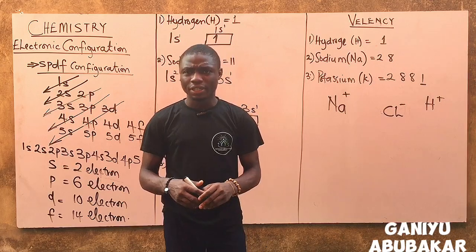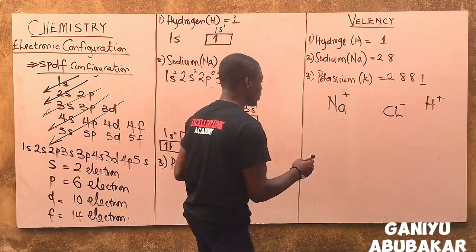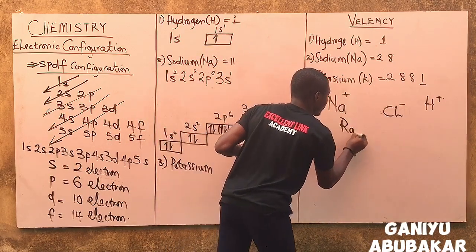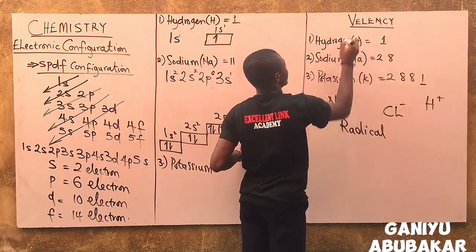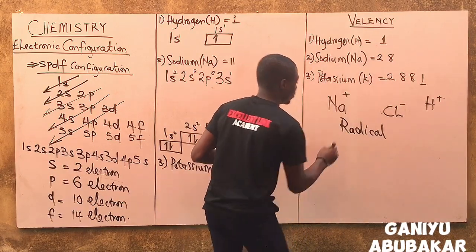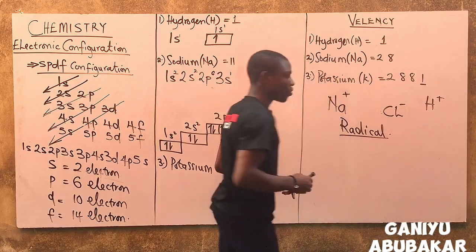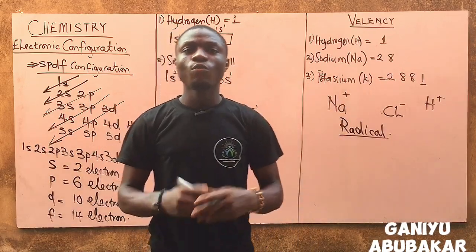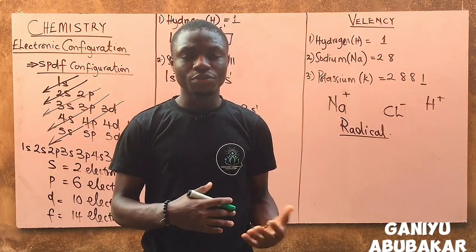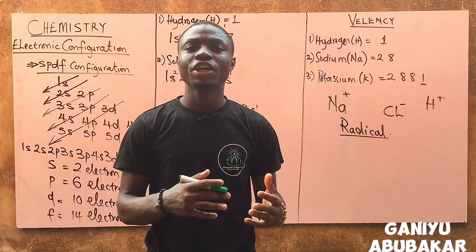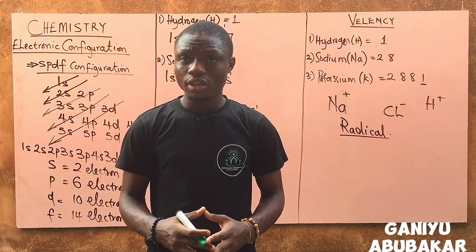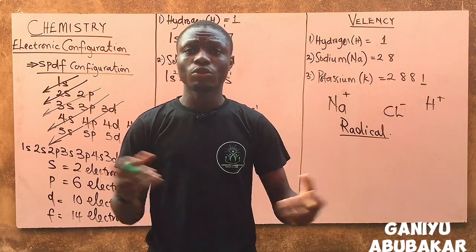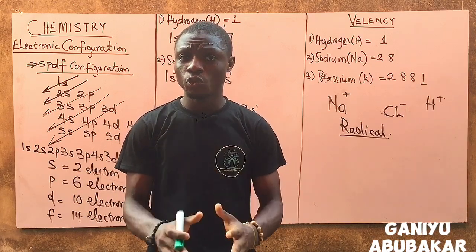All right, let's discuss radical. What are radicals, please? Sorry, this is hydrogen. There's N here, please. All right, radical. Let's discuss radical. What are radicals? By definition, a radical is simply a group of atoms that act as a single unit, right? Two atoms combine together to form a single unit.